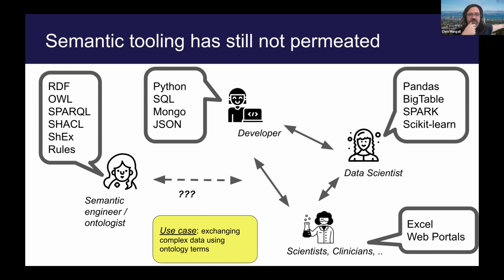What we tend to see, or at least I tend to see in the areas I work in, is that we end up with a lot of siloization. We have people using nice semantic web tools over here: RDF, SPARQL, SHACL shapes, and so on. You've got developers who like to use Python and SQL databases, Mongo, the latest NoSQL databases, and also data scientists who maybe prefer more tabular representations, as well as domain scientists who like to just work with web portals and Excel. And so we often end up with this siloization amongst different tools.